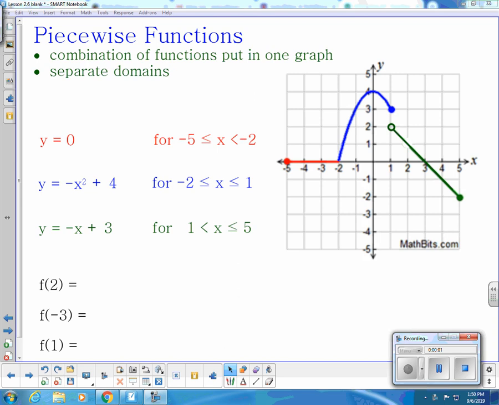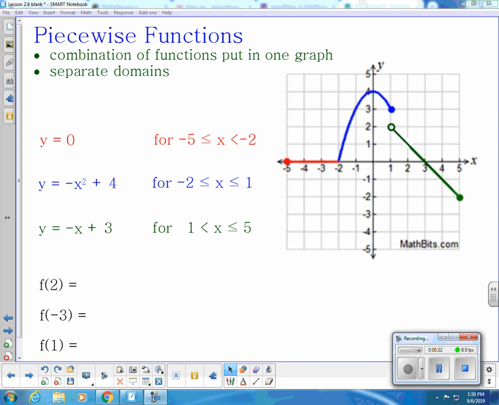Piecewise functions are a bunch of functions pieced together into one big function. You can look on this particular graph that I found online. How many pieces of a function does it have? 3. There's 3 separate pieced functions.